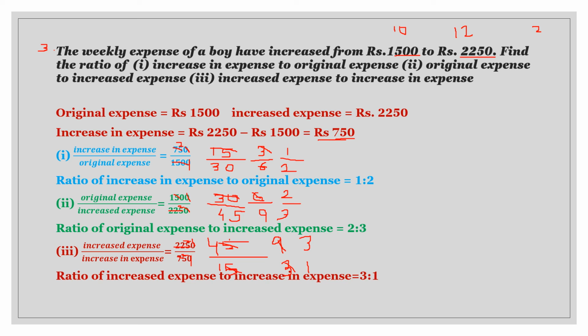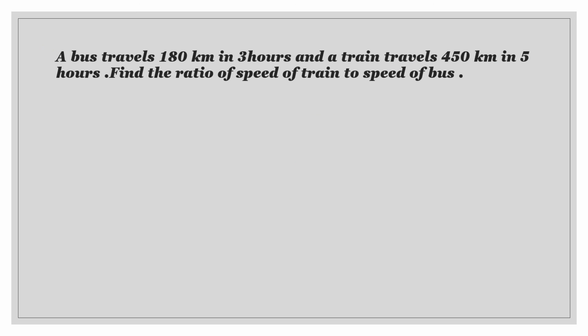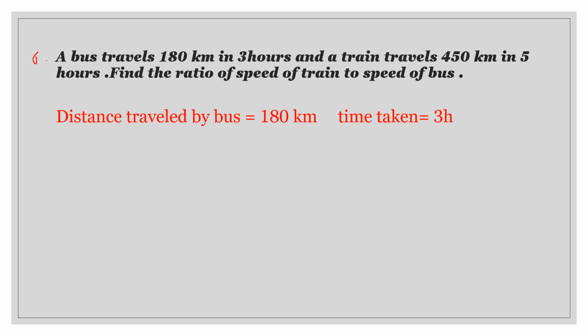So this is how I have to solve the 3 parts of this question. Okay, so I hope you have understood this. Now the next question, the 6th question. A bus travels 180 km in 3 hours and a train travels 450 km in 5 hours. Find the ratio of speed of train to speed of bus. So here they have given us the distance and time, and we have to find the speed first. Okay, so what is given here? Distance traveled by bus is 180 km, and the time taken by the bus is 3 hours.